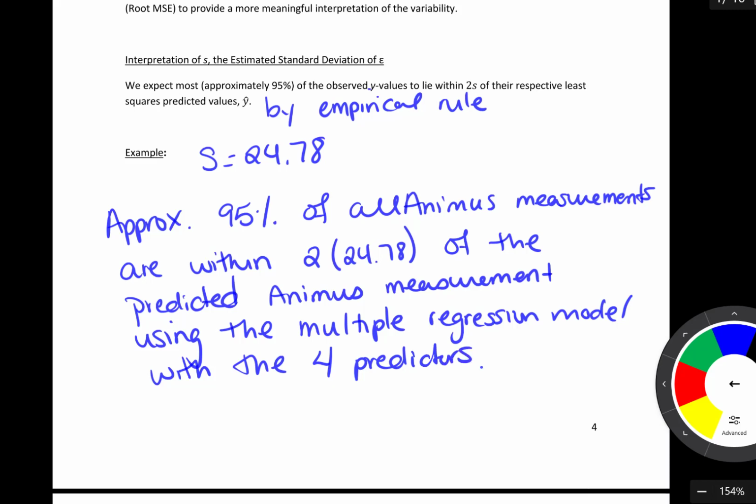And so one thing to notice that's important here, in this interpretation we do reference our regression model with the 4 predictors. The reason for this is S will change for different models. So if we had only used 3 of those predictors or 2 of those predictors, or if we had added on an additional one, S would change. So it's very important in that interpretation that you do reference the model that you fit, because that value will change for different models.